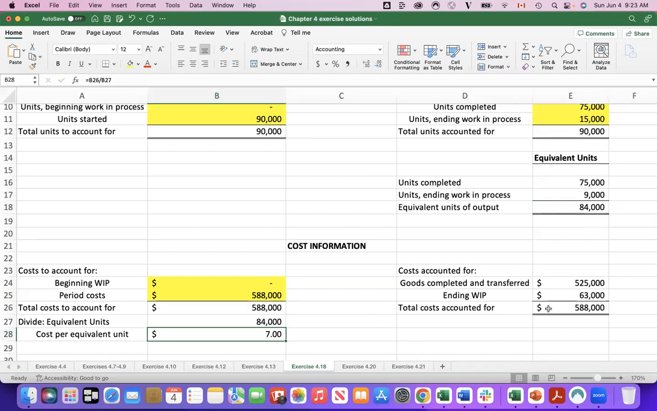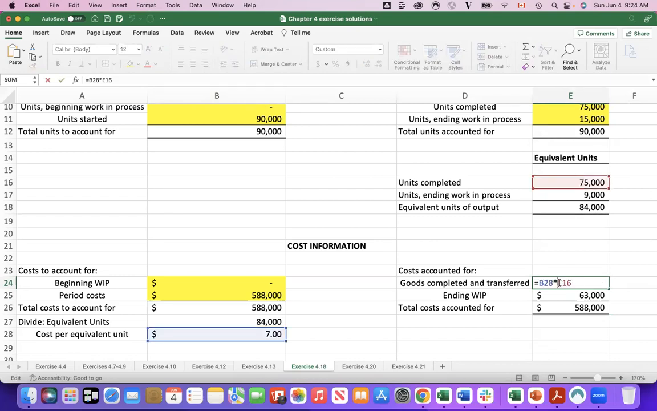So now I know I have to account for 588,000. It's a question of where this 588,000 goes. Well, goods completed and transferred are going to be transferred out of the assembly department's work in process, and they're going to move to the next process department. So I'm going to transfer out $525,000 worth of production costs from the assembly department. How did I calculate that? I took my cost per equivalent unit, the $7 a piece, and I multiplied that by the equivalent units completed and transferred out, which was 75,000.